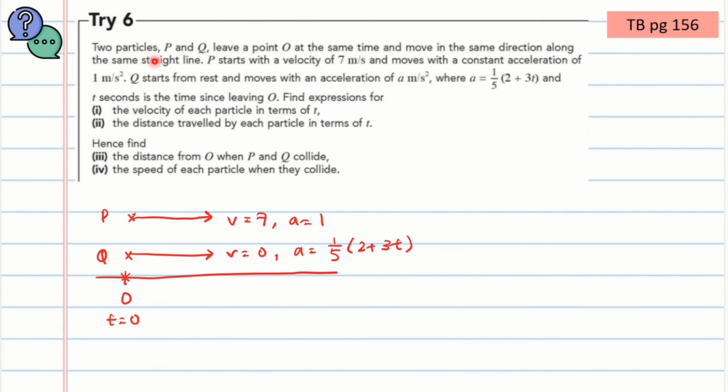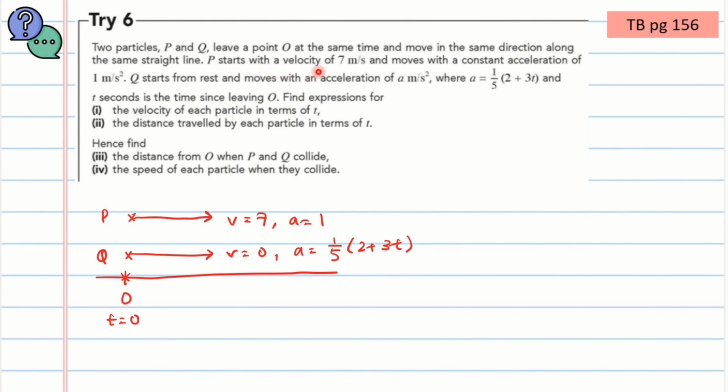It says that there are two particles P and Q leaving a point O. As I read the question, I will illustrate it into a diagram here so that I have a to-go diagram to consolidate all the information. Starting at point O, that is your time equals 0, P and Q then move in the same direction along the straight line. So therefore I drew arrows like that.